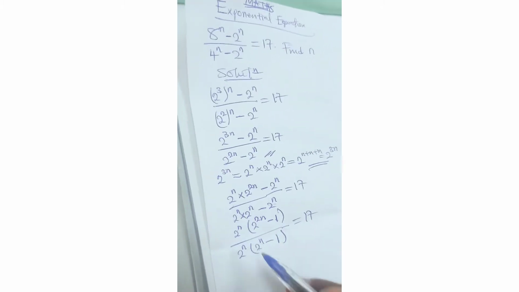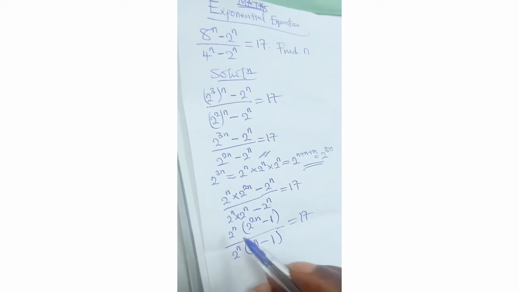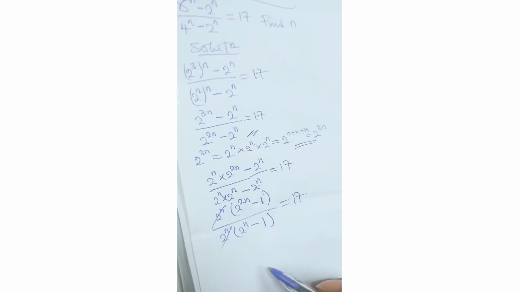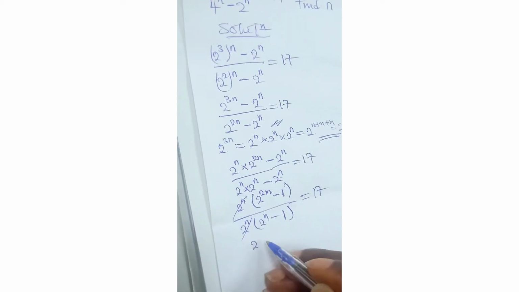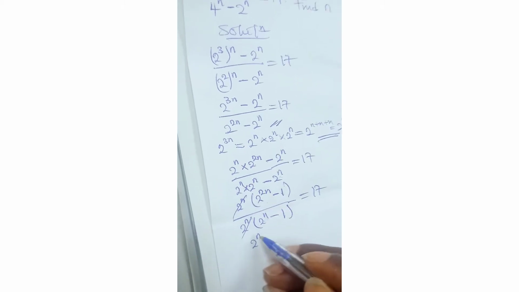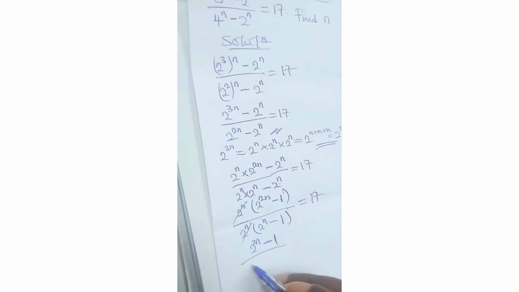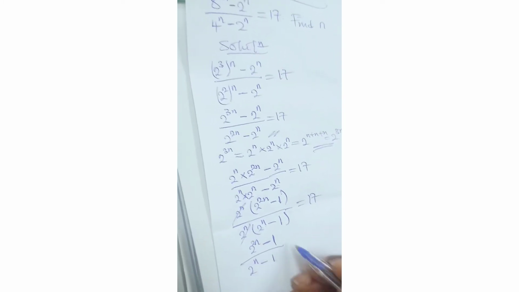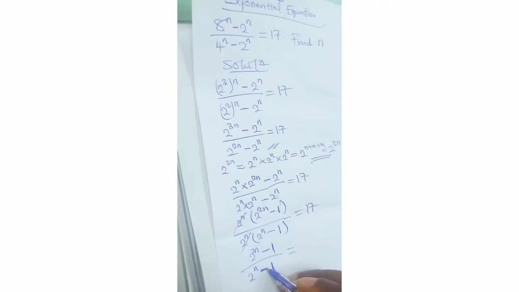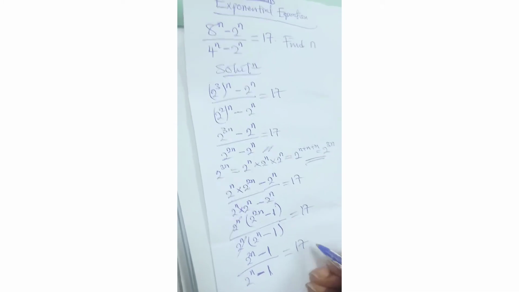Now, what we are going to do with this, this and this can cancel. Then you are going to be left with what? 2 raised to power n. What is inside the bracket? 2 raised to power 2n minus 1 over 2 raised to power n minus 1 is equal to minus 1, is equal to what? 17.